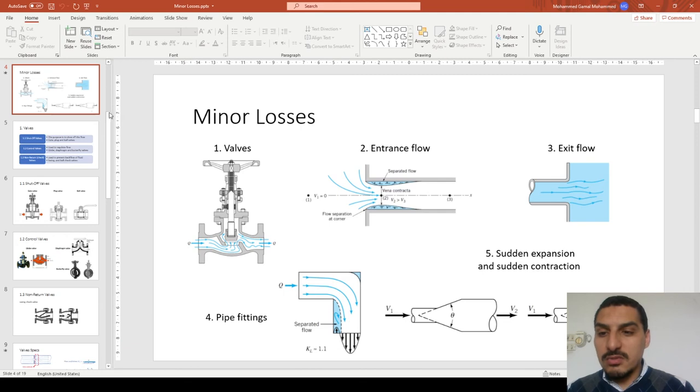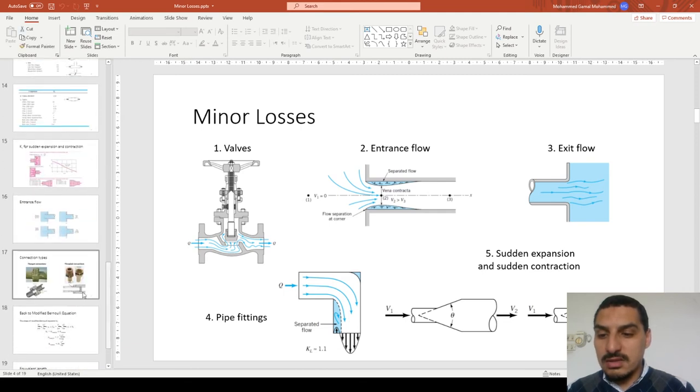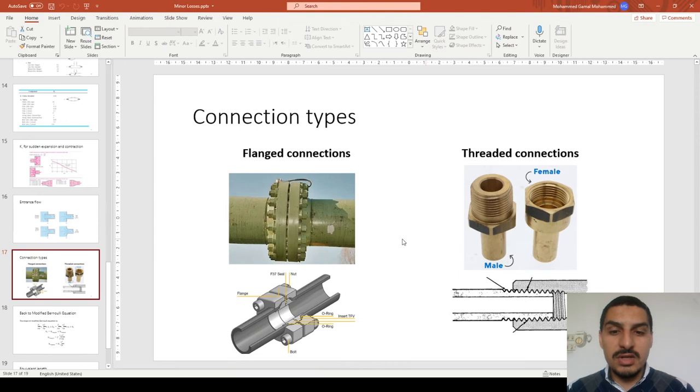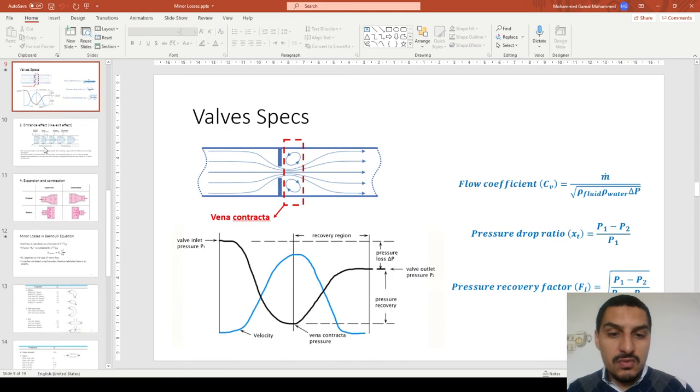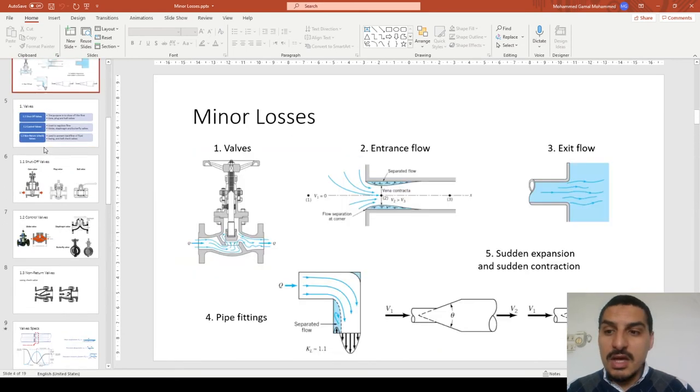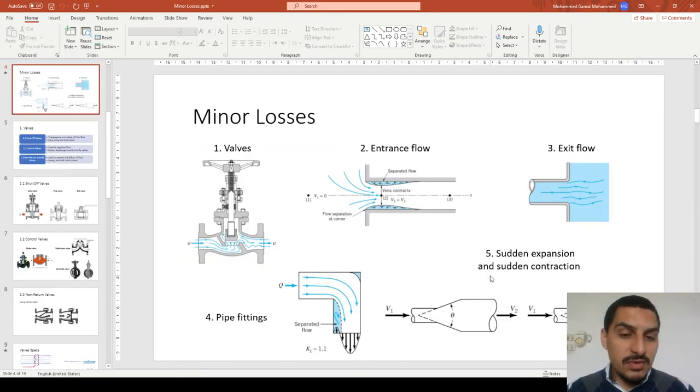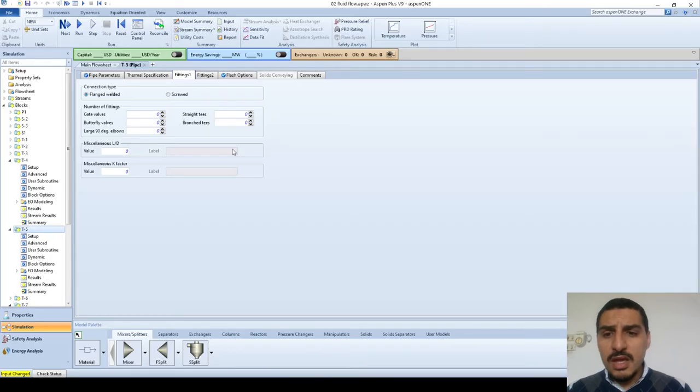And that's why we mentioned at the end of the last video that there are two types of connections, the flanged and the threaded connections. These are for the fittings and for the valves. But for the entrance and exit flow, and for the expansion and contraction, we do not have this issue. And this is what happens here. Fittings 1 is concerned with the sources of minor losses that require connections. That's why we have, in the beginning, is it flanged or screwed? This is the reason why we have them here in a separate part.